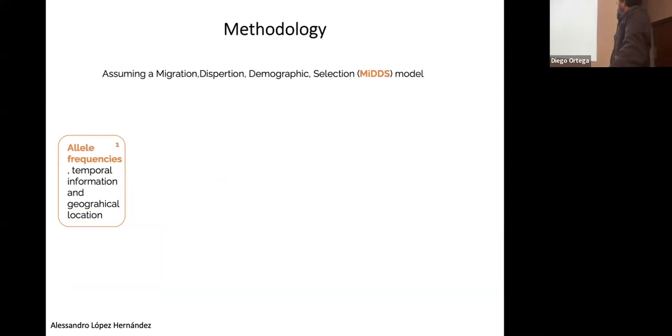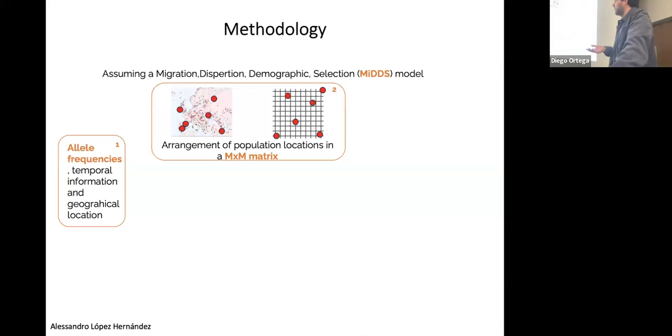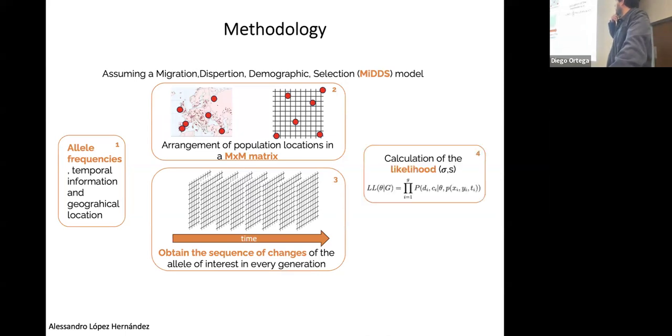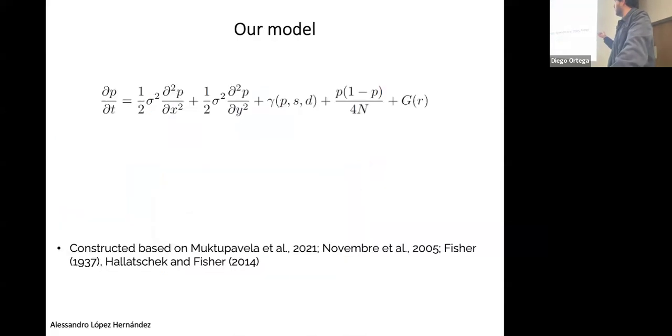So we have been trying to develop methods to estimate migration, dispersion, demographic events and selection. The idea is to use allele frequencies, temporal information and geographic information to estimate many of these factors. At the moment, we put the locations of those populations in a matrix, and then we estimate the allele frequencies of those alleles over that grid in a particular generation. Overall, we're going to develop a likelihood function to estimate parameters related to demographic processes and selection. I'm going to tell you a little bit more about this.